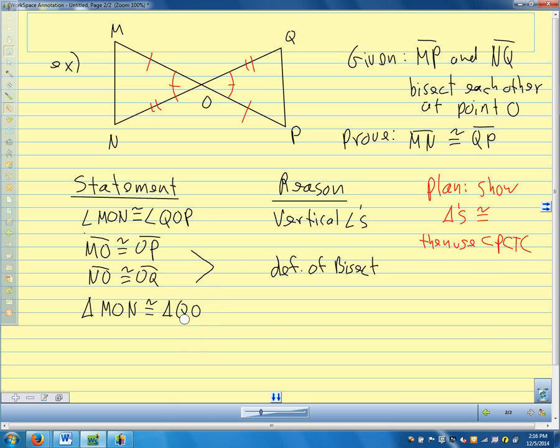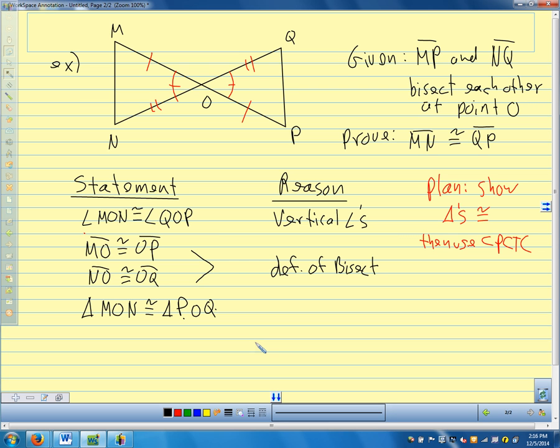POQ. Let's try that one. So that says MO is congruent to PO. That says OQ is congruent to ON. Is that right? Okay, now we're good. We have to make sure we match everything up in the right order. What would be our reason here?